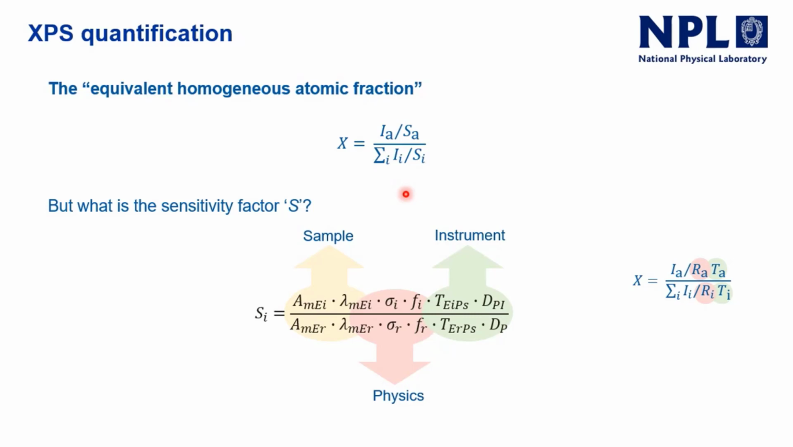You'll get that twice. So you choose one peak from each element, divide it by a sensitivity factor, and then divide by the sum of that, and then you get an atomic fraction. You usually express that in atomic percent. And I like to call that the equivalent homogeneous atomic fraction, because that is what the composition would be if it was homogeneous in depth and all made of one particular phase of material. If it's neither of those, that won't be right, but that's what we all trust and hopefully understand.